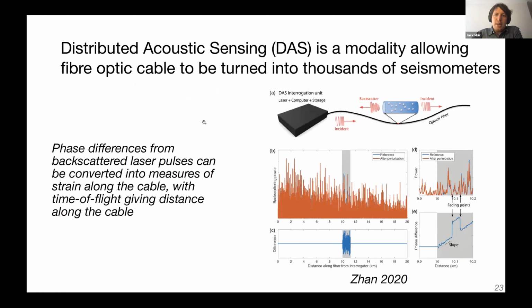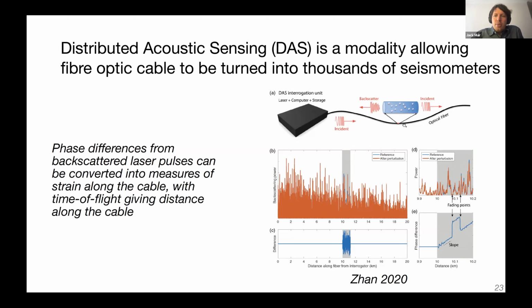Essentially how it works is that people send a laser pulse down the optical fiber, and because the optical fiber has imperfections, it's constantly backscattering light. If we look at the backscattered light and then measure phase changes in the backscatter, the gradient of those phase changes essentially corresponds to the strain on the cable. And so if you measure those phase changes in time, you get a time representation of strain.